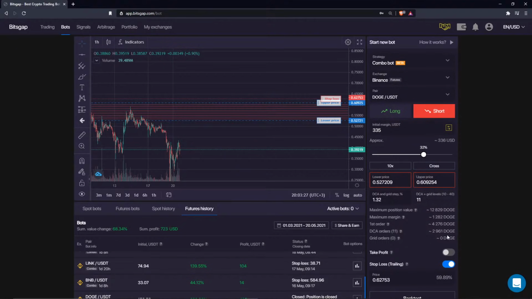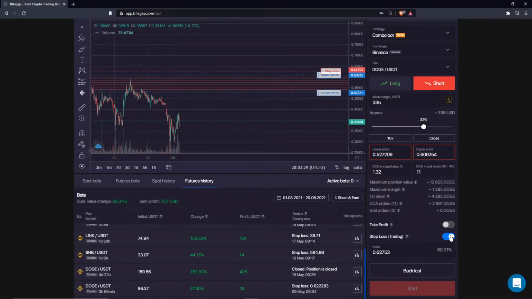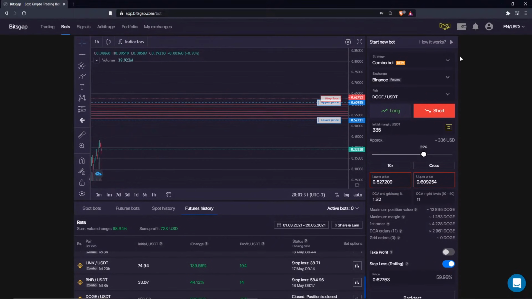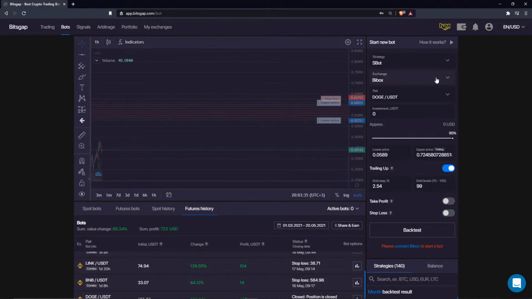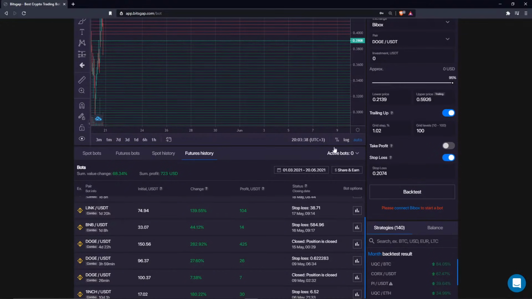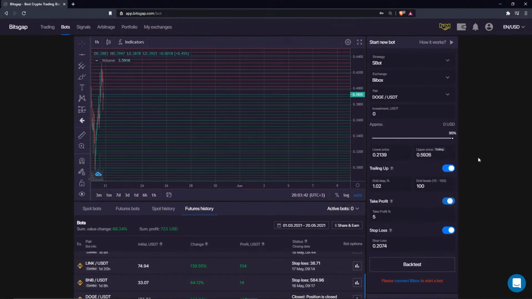But trading with this stop loss really makes you sleep well. And it applies to not only the futures trading, but for the classic trading on the spot market, the stop loss is a must. It lets you sleep well. Take profit as well.